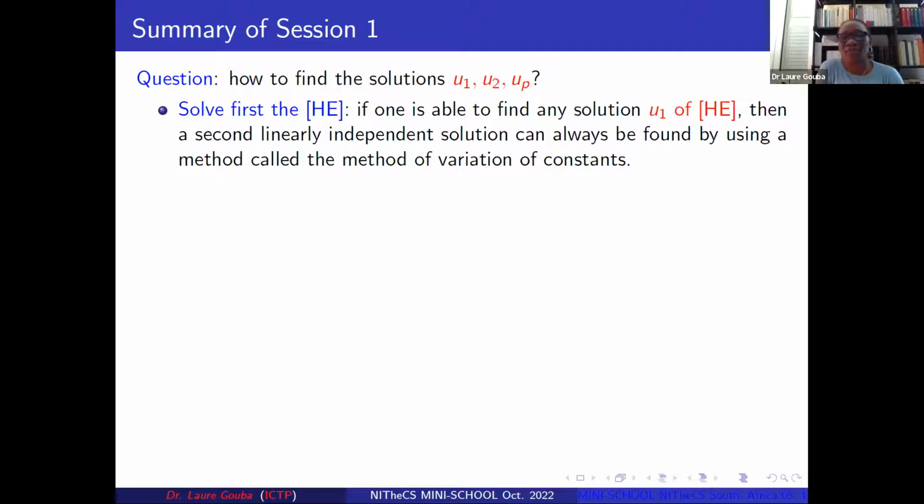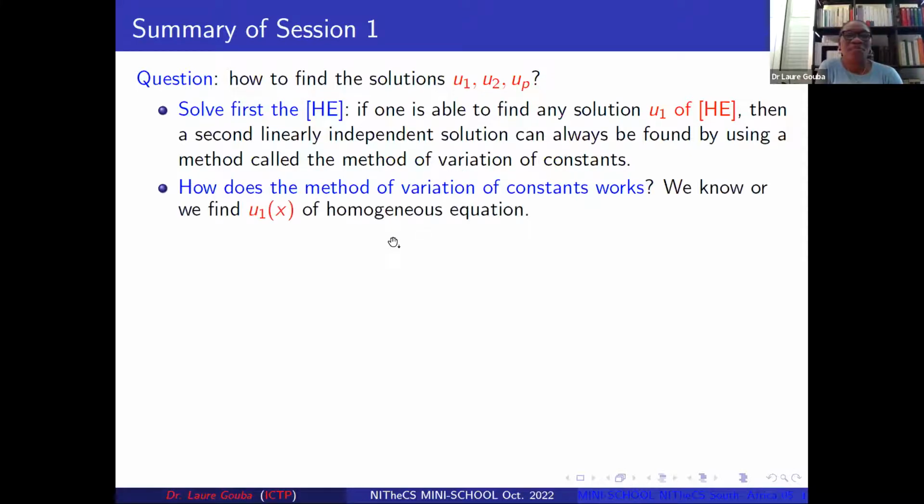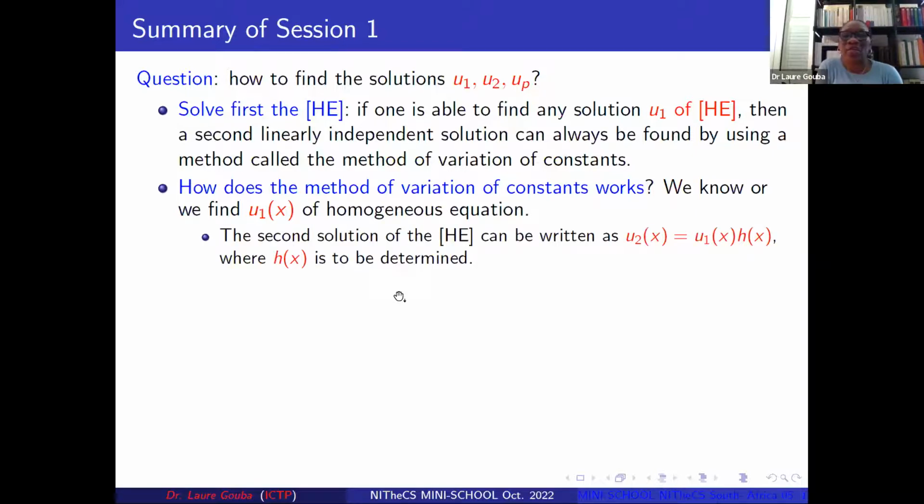And once one knows one solution, by guess or by whatever method, then the second solution can be found by a method called the method of variation of constants. But how does it work? It means that if we know one solution of the homogeneous equation, then we can write the second as u2(x) = u1(x) times a function h(x) that is to be determined.